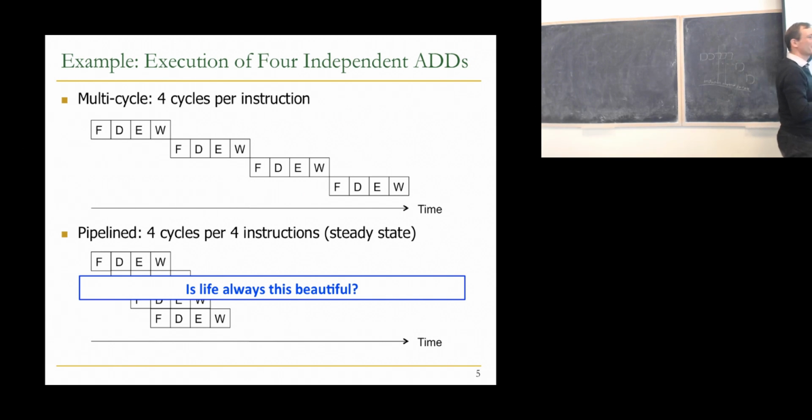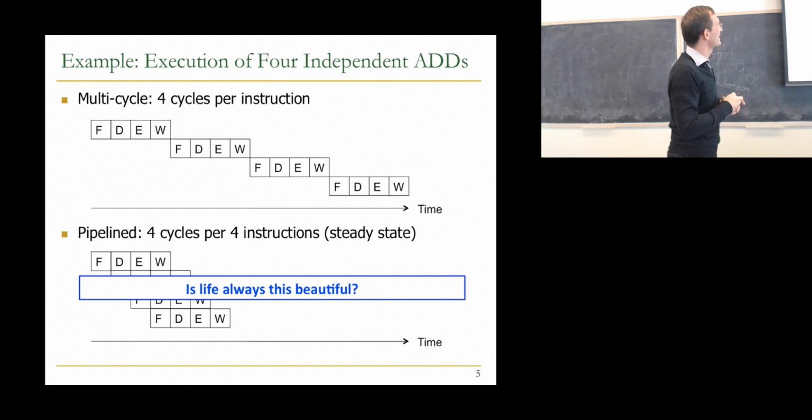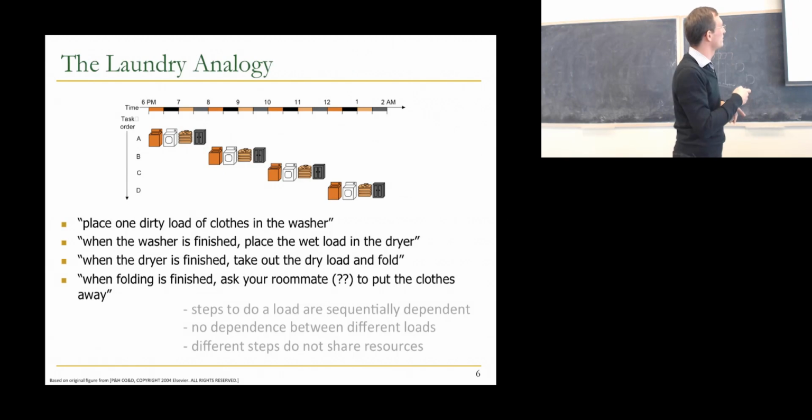How do you handle memory stalls here? And we'll get back to that. These are all good issues. So life is not always this beautiful. So we'll try to cover all of these non-beautiful cases and still try to get one cycle per instruction, or one instruction per cycle, and even more later on during the course. Okay. So there's this laundry analogy that one of the books has, Patterson and Hennessy.